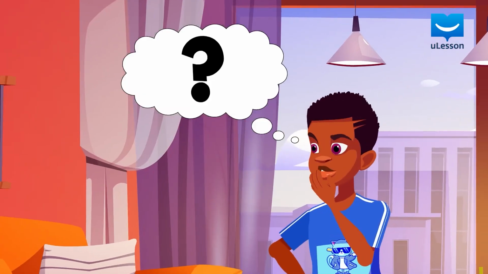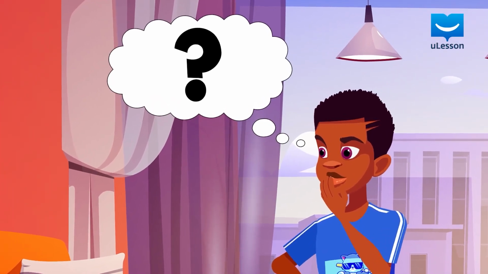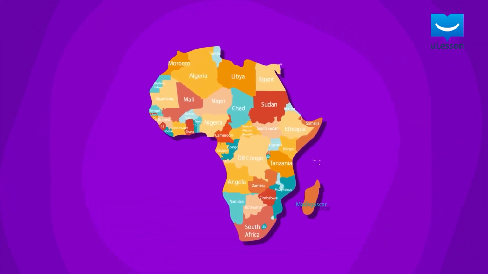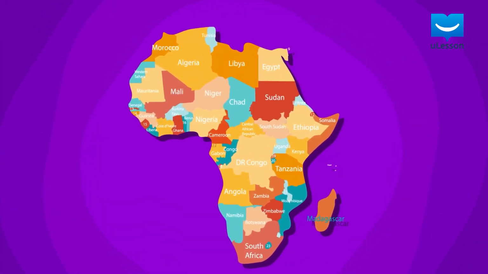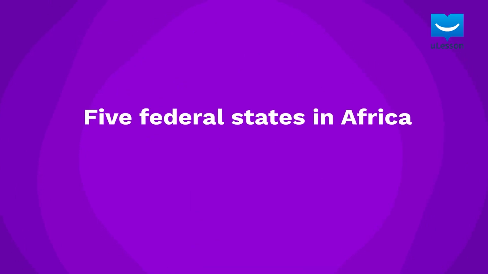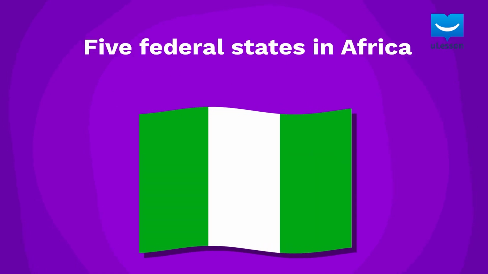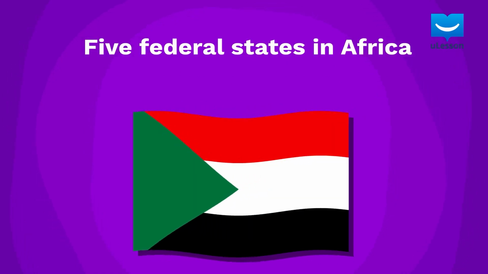But how can we tell an actual federal state? In fact, how can we tell federal states in Africa? And how many federations do we have in Africa? Well, there are 5 federal states in Africa: Comoros, Ethiopia, Nigeria, Somalia, and Sudan.